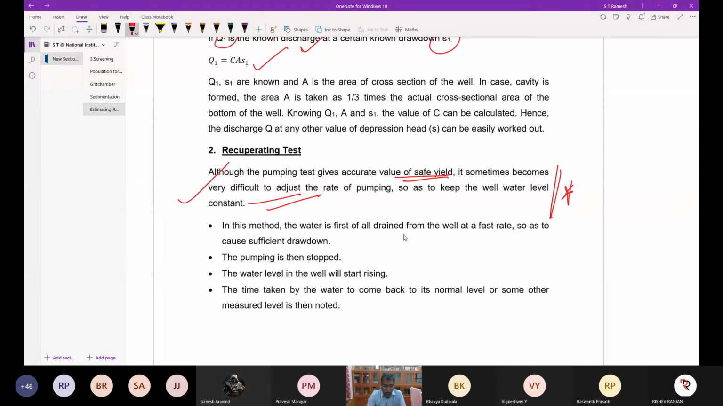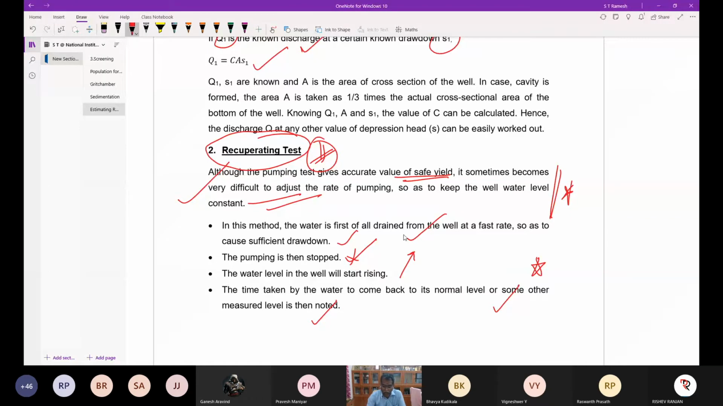So to overcome that, the recuperating test has been tried. This is important. Here you drain off all the water from the well at a faster rate, so as to cause a sufficient drawdown. Then stop the pump. Because of this stoppage, the water level starts rising. Then you measure the time taken by the water to come back to the normal level, or to some other measured level, and note it. This is the only difference.